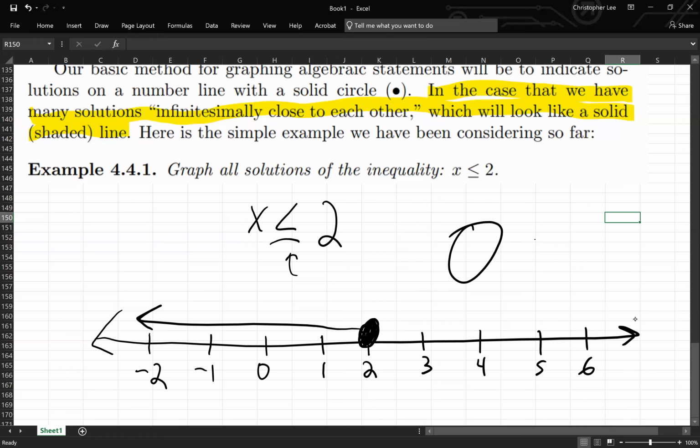Wait, so if it's greater than. No, this is less than or equal to. Less than or equal, yeah. So that's what it means. Less than or equal to.